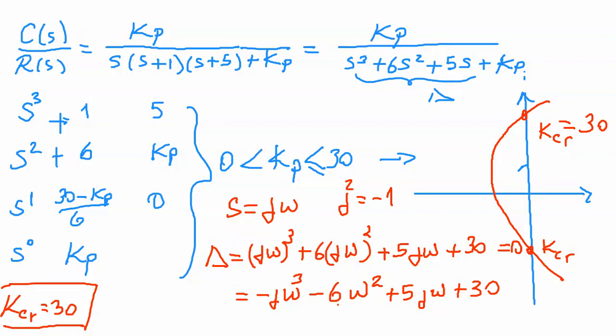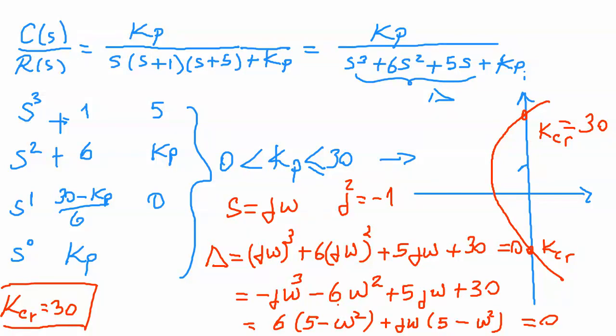Look at what this is equal to, kids. This is 6 times bracket 5 minus omega square plus J omega, 5 minus omega square, equal to 0.